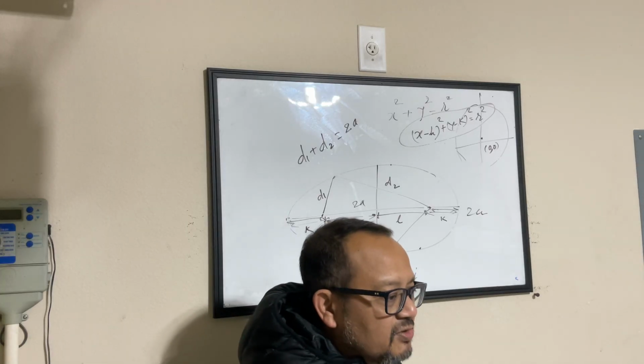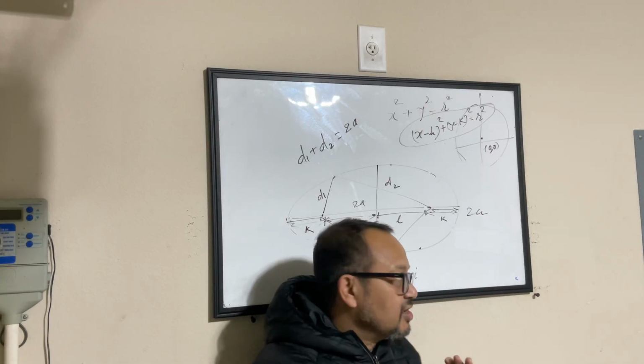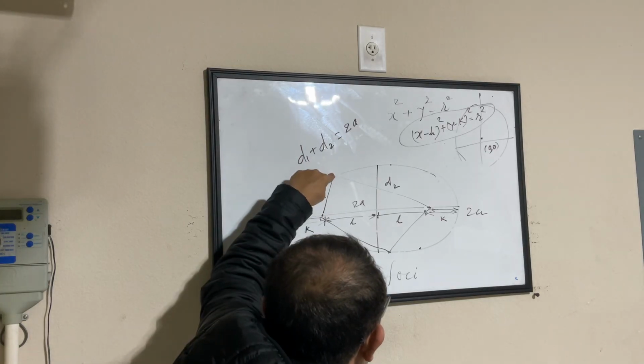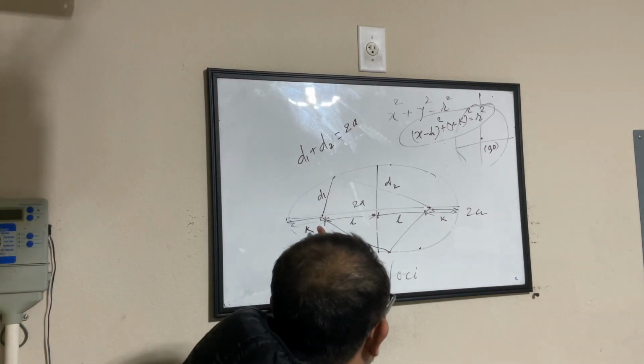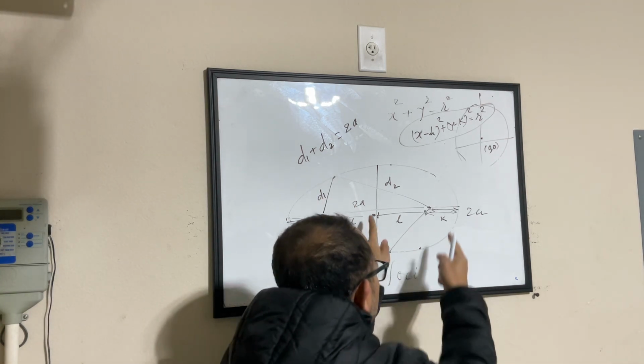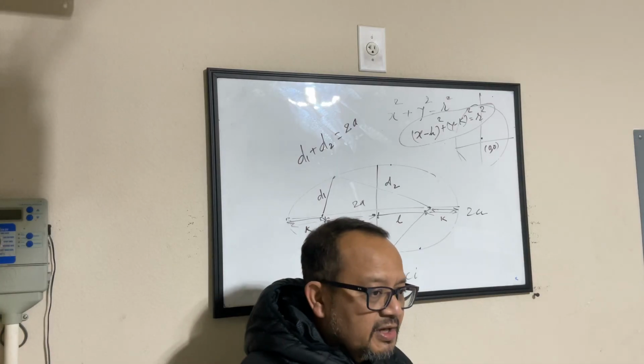I mean, this is the easiest way to be assured that any point on the perimeter, the distance of that point with both the foci, if you add them together, that will be 2a, or 2 times the major radius. Any questions?